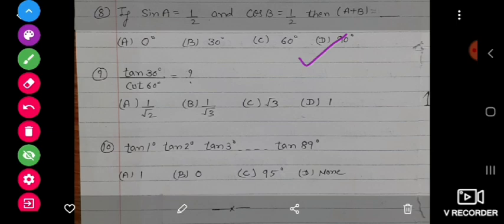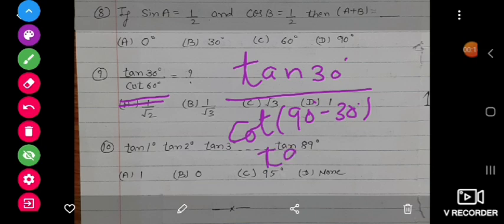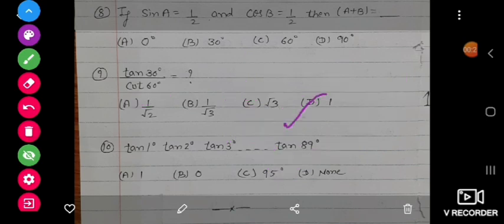Next. Tan 30 upon cot 60. You can put values by the table or you can use the complementary angles method. Tan 30 degree you keep as it is. And what is cot 60? So you can write cot 90 minus 30. Cot 90 minus 30 is tan 30. And tan 30 upon tan 30 cut, what will come? 1. D will be the answer, which is 1.